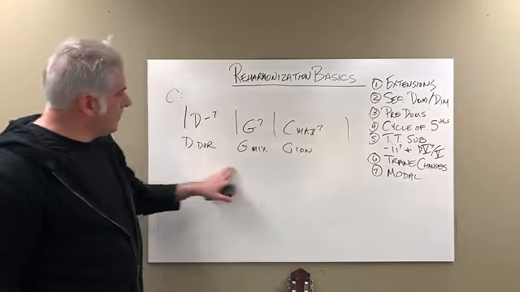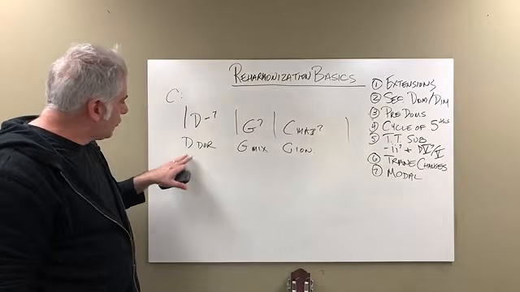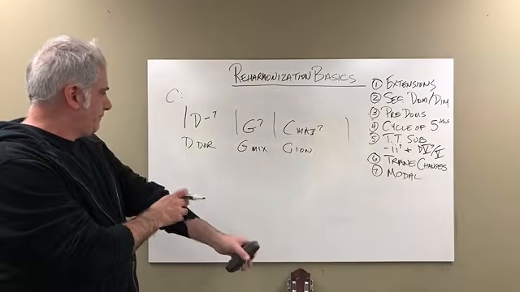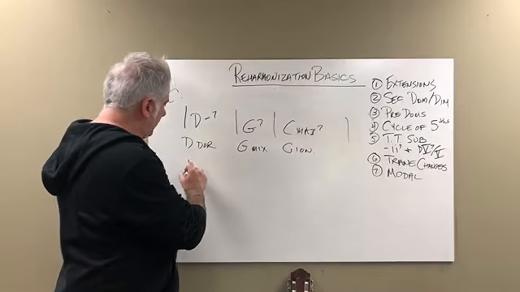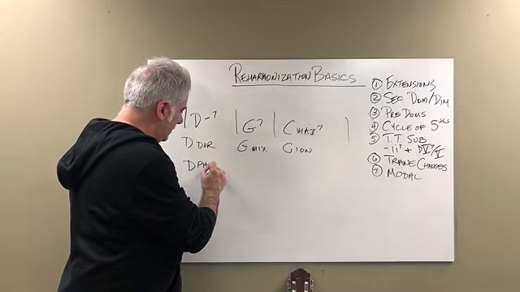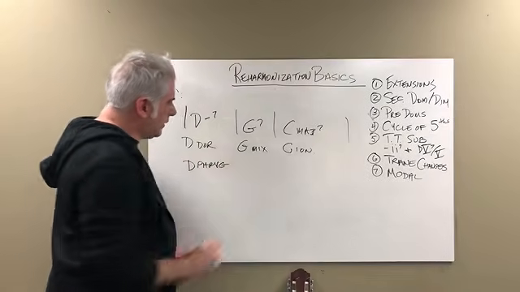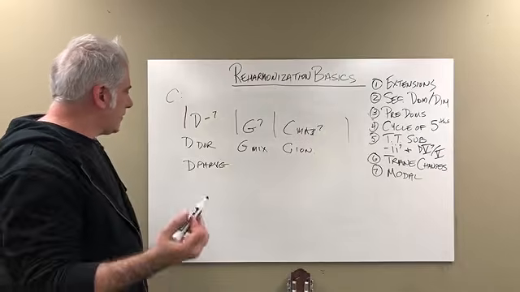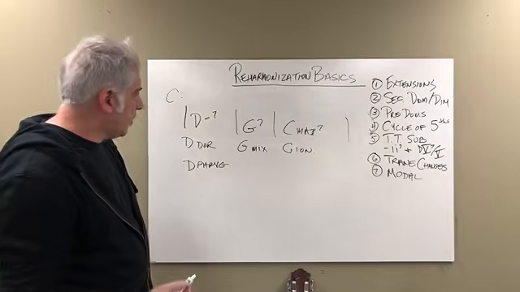Now, if I mix the modes, I could take this Dorian and I could make it Phrygian, D Phrygian. This G mixolydian, I could make it altered dominant.